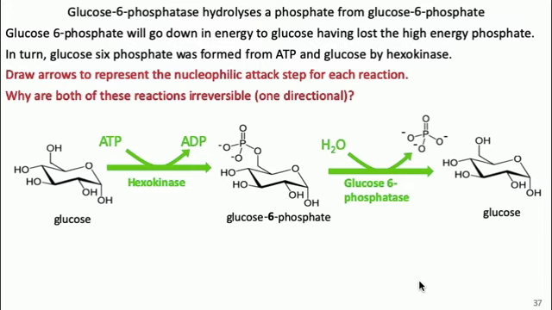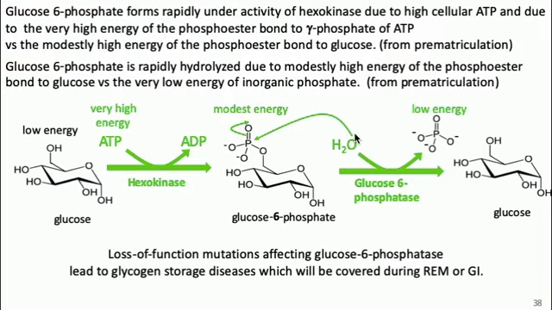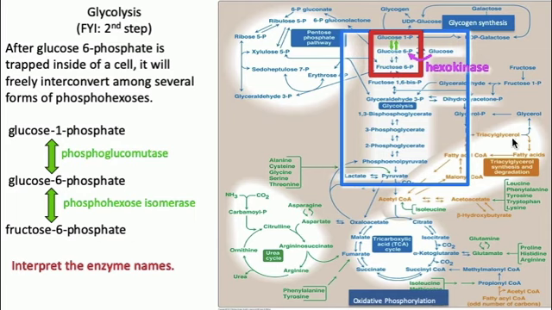Can you draw the nucleophilic attack step? Please draw a couple arrows. Again, look for the double bond. Lone pair of electrons on the oxygen nucleophilically attack the phosphorus, resonates up onto the oxygen, resonates back down, and kicks off the glucose.